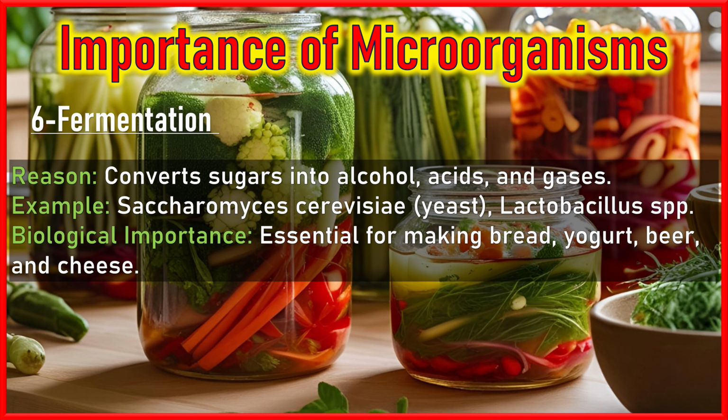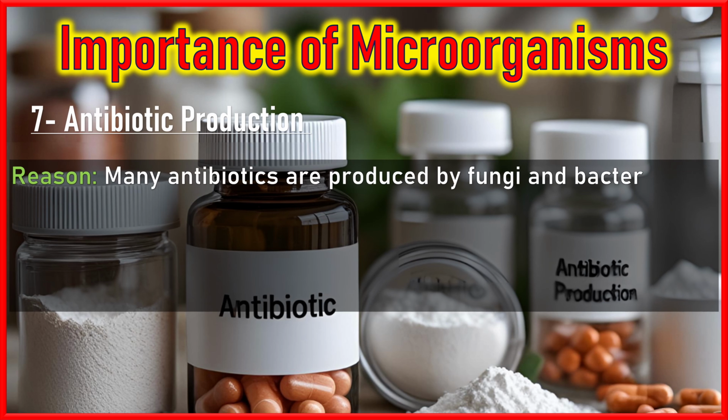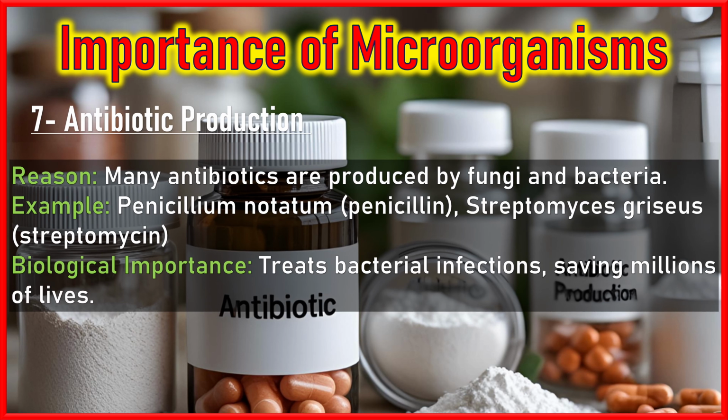The seventh importance of microorganisms is antibiotic production. Many antibiotics are produced by fungi and bacteria, and these microorganisms treat bacterial infections, saving millions of lives around the globe. For example, Penicillium notatum produces penicillin, and Streptomyces griseus produces streptomycin, which is an antibiotic, and we all know antibiotics are used against bacteria.